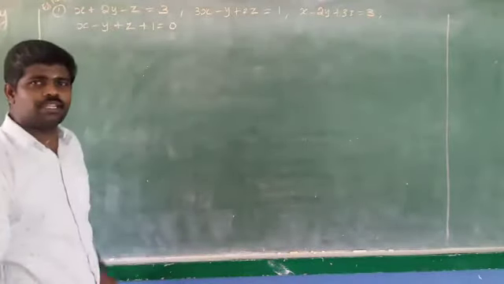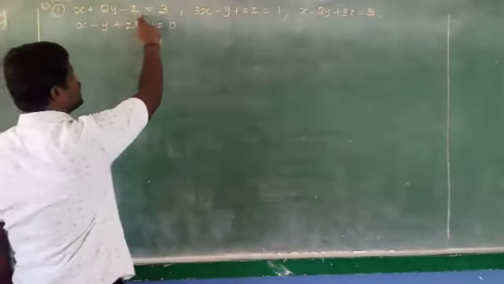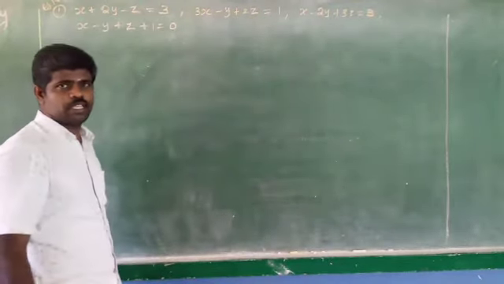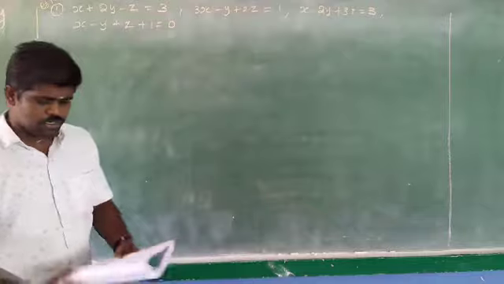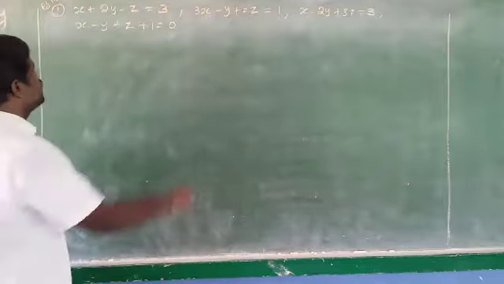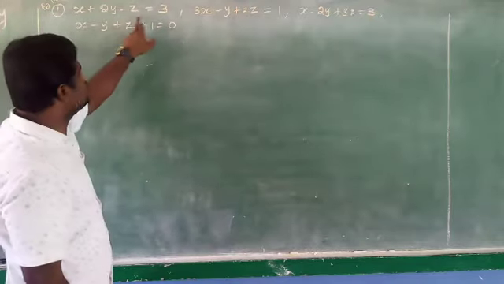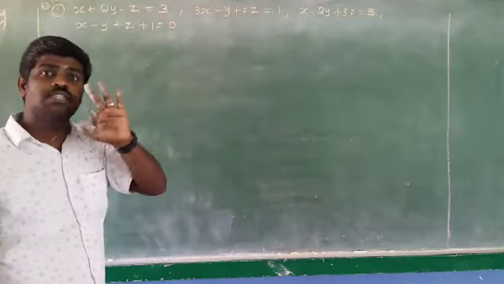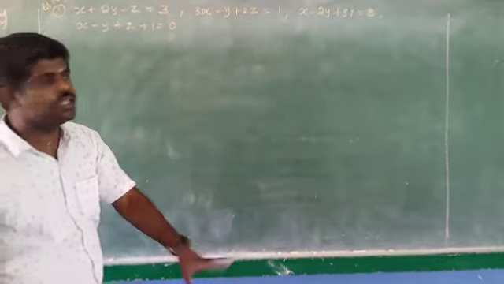In any matrix question you should write without mistakes. Sometimes plus or minus mistakes may arise, so we have to rectify this type of mistake. Read the question once again, check it and check it. So these are the 4 equations. They have 3 unknowns: x is one unknown, y is another unknown, z is another unknown. So these 4 equations have 3 unknowns, x, y and z.